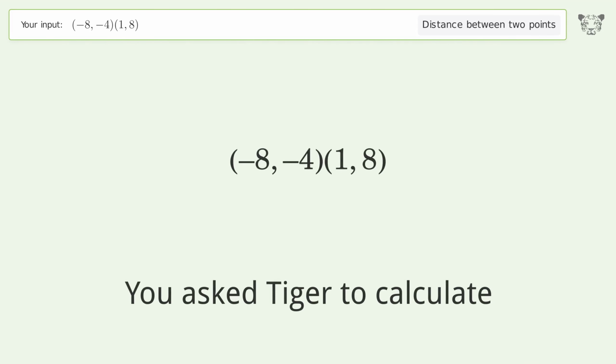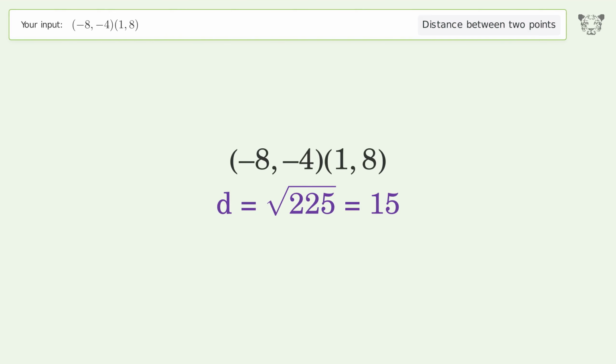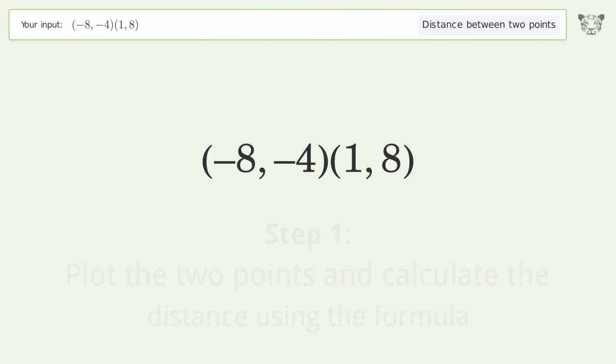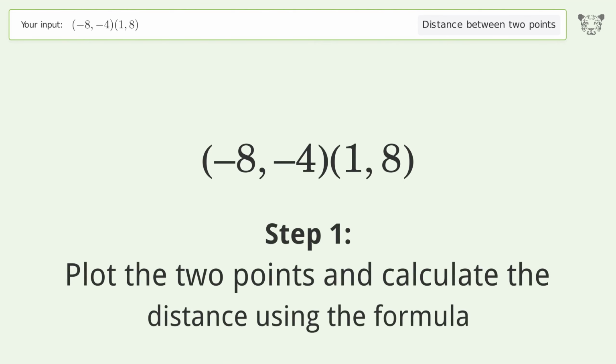You ask Tiger to calculate. This deals with the distance between 2 points. The distance between the 2 points is the square root of 225 or 15. Let's solve it step by step. Plot the 2 points and calculate the distance using the formula.